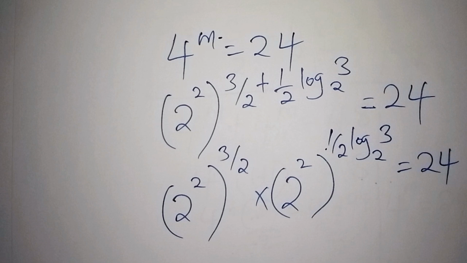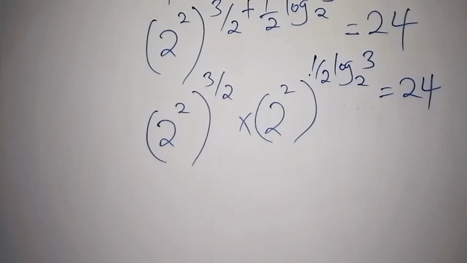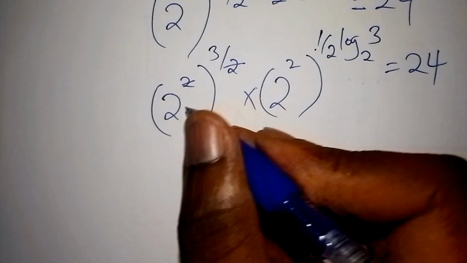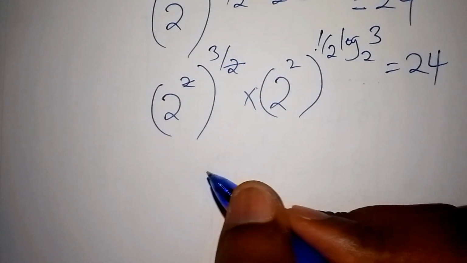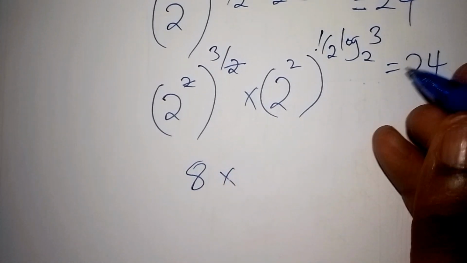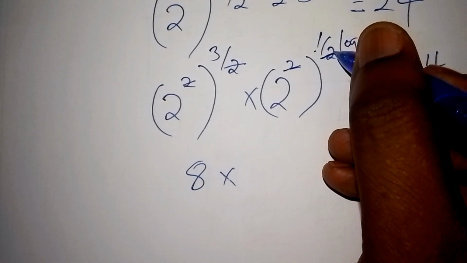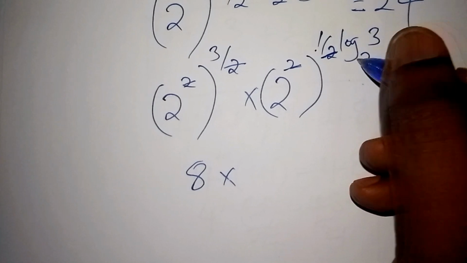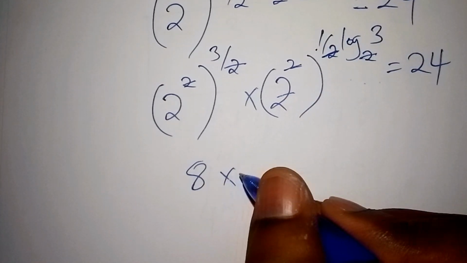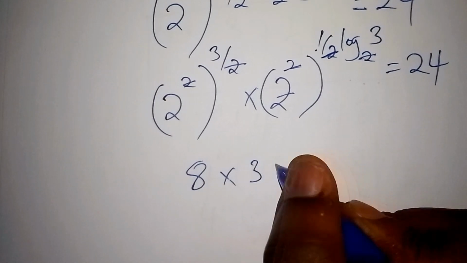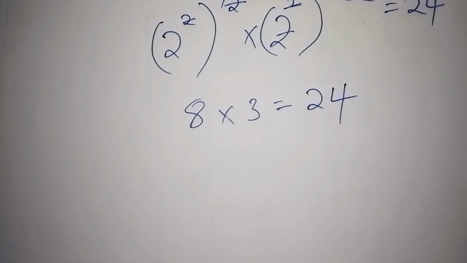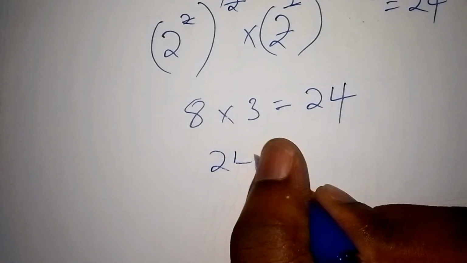So here we shall work it out and say that 2 and 2 shall cancel. So 2 to the power of 3 is 2 multiplied by 2 multiplied by 2, which is 8. Now we shall have 8 multiplied by, so the 2 and this 2 shall cancel, so the log to the base of 2 shall cancel 2. So now we shall have 3. So we shall now have 8 multiplied by 3 is equal to 24. So 8 times 3, the value is 24, meaning that 24 is equal to 24.